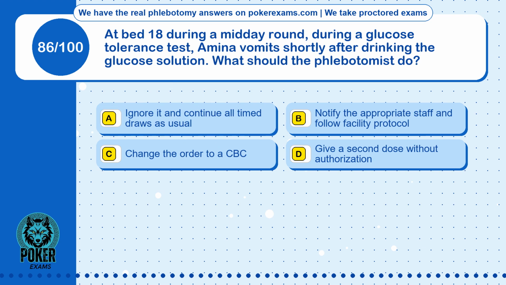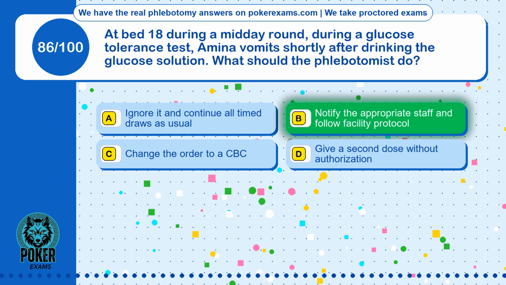Question 86. At bed 18 during a midday round, during a glucose tolerance test, Amina vomits shortly after drinking the glucose solution. What should the phlebotomist do? Option A. Ignore it and continue all time draws as usual. Option B. Notify the appropriate staff and follow facility protocol. Option C. Change the order to a CBC. Option D. Give a second dose without authorization.